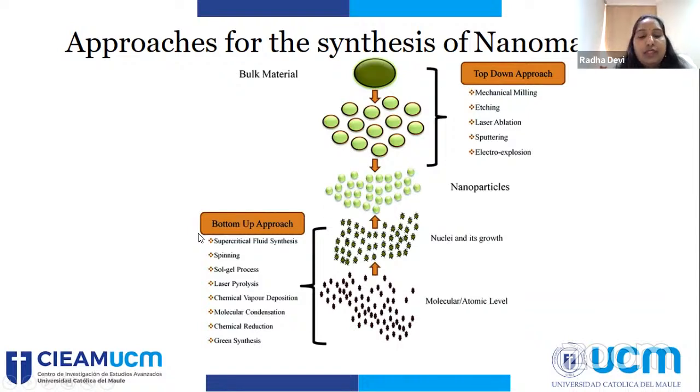In the other approach, the bottom-up approach, we use atoms and molecules to generate nuclei, and these nuclei grow into nanoparticles. These are the different methods used for the synthesis of nanoparticles: supercritical fluid synthesis, spinning, Sol-Gel process, laser pyrolysis, chemical vapor deposition, molecular condensation, chemical reduction, and green synthesis. The bottom two methods are more commonly used by us for the preparation of metal nanoparticles.